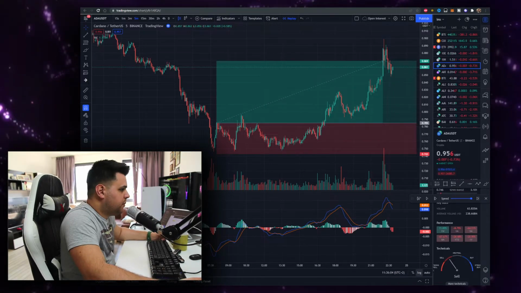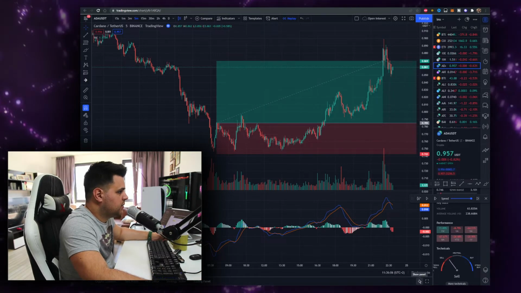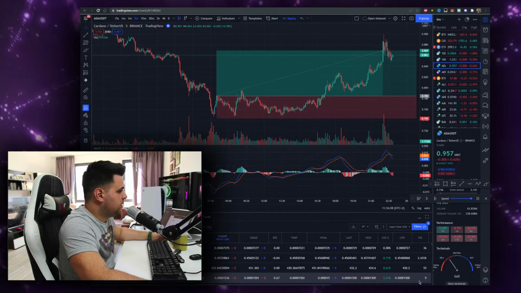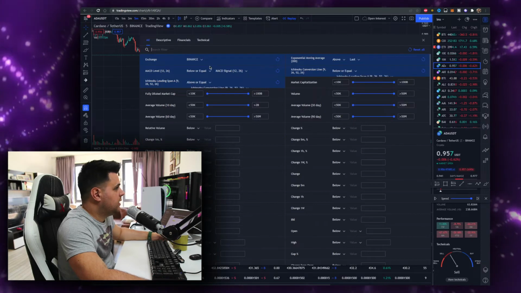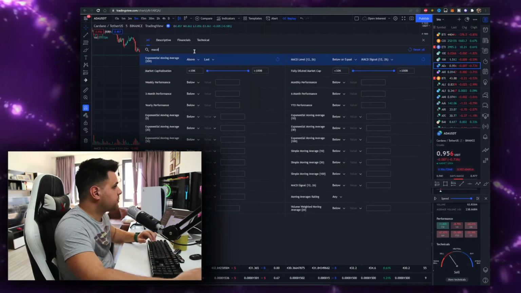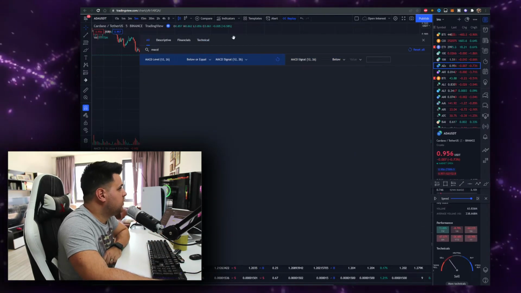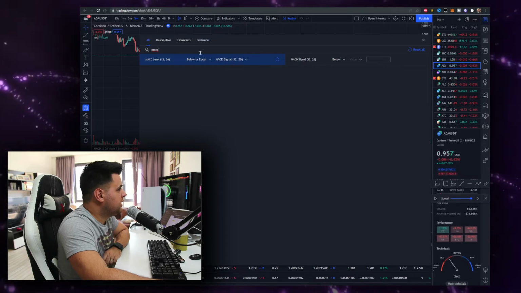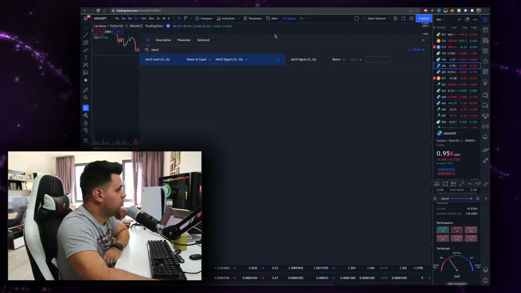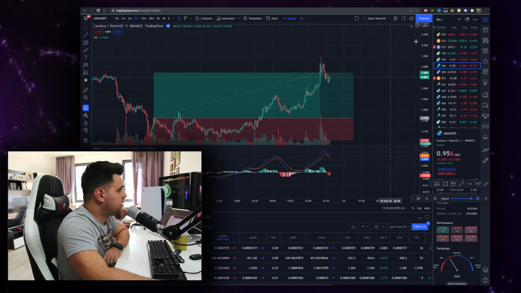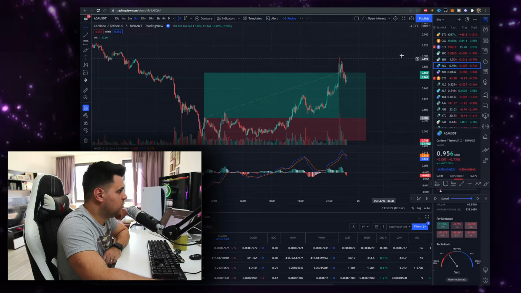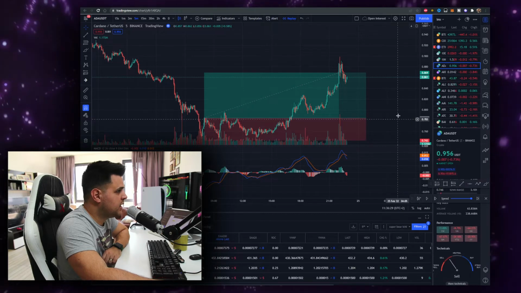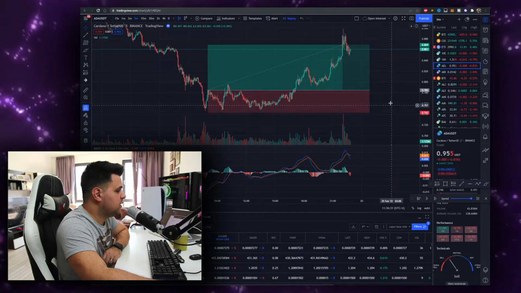How I set up my screener to trade: you want to open up the TradingView screener, click on filters, then type in MACD, and choose MACD level below or equal to MACD signal, and above or equal. Below or equal is basically for shorts, above or equal is for longs. And this is how you can find these trades very easily on your chart.